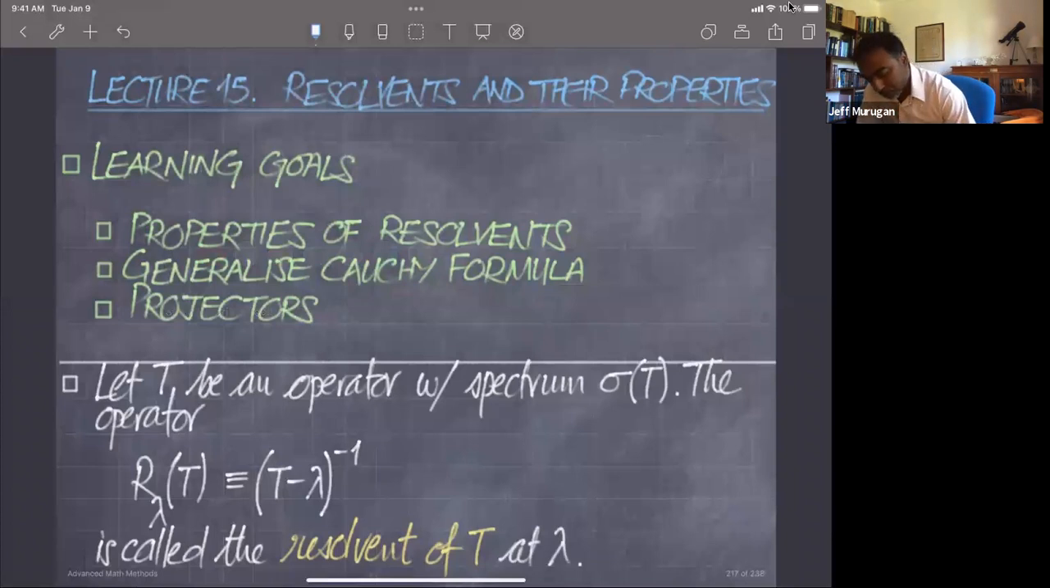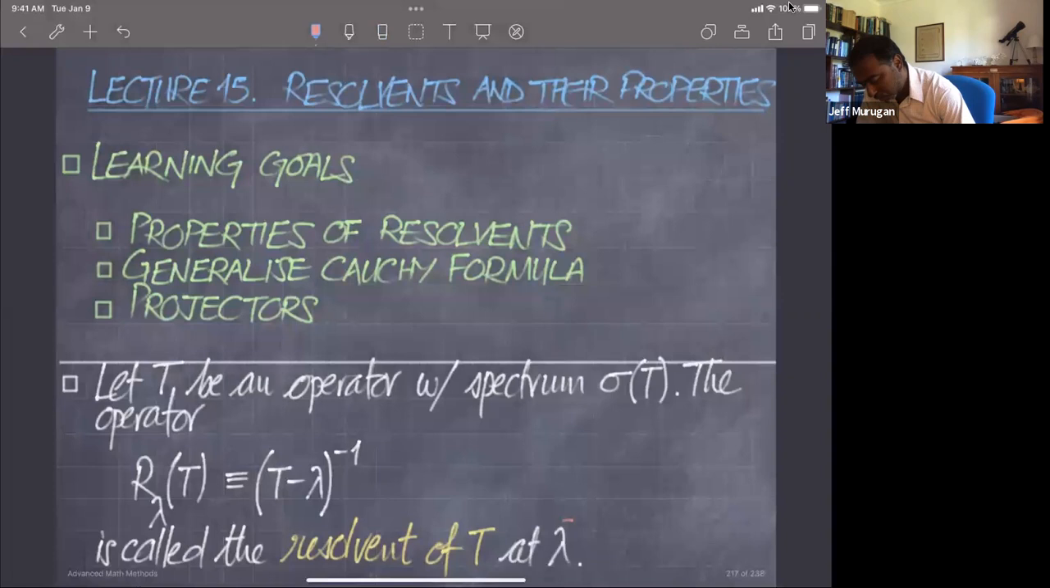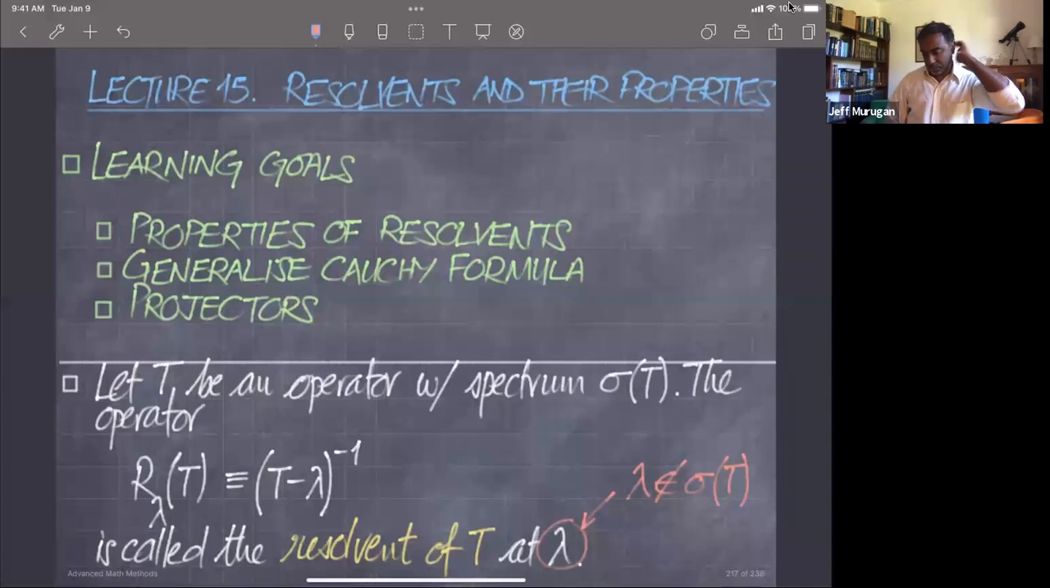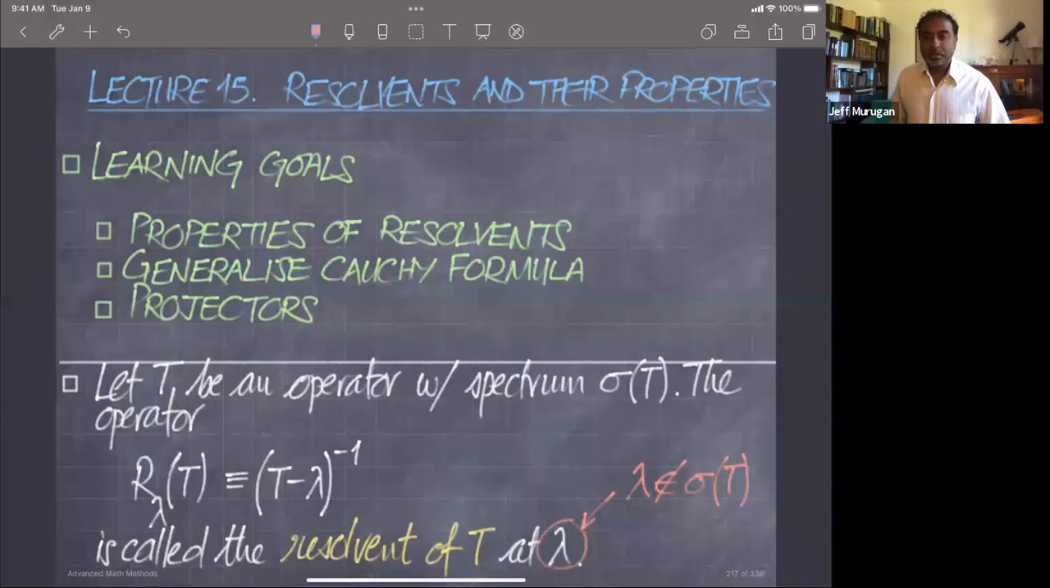Note here that this lambda is not in the spectrum of T, because otherwise we'd be dividing by 0 in some sense. Is everybody with me as to what the definition of the resolvent is? Okay. Yes.